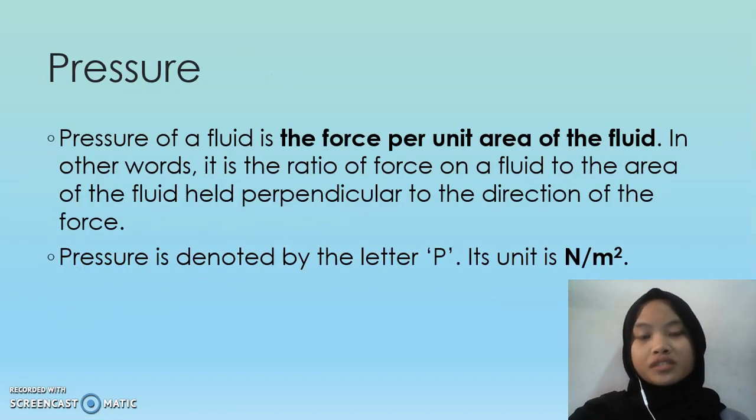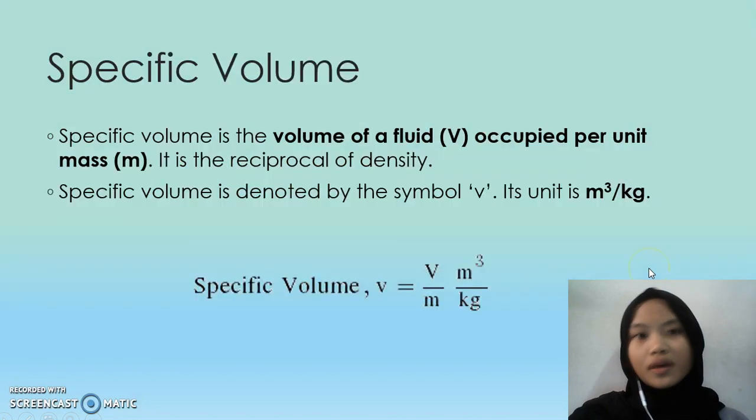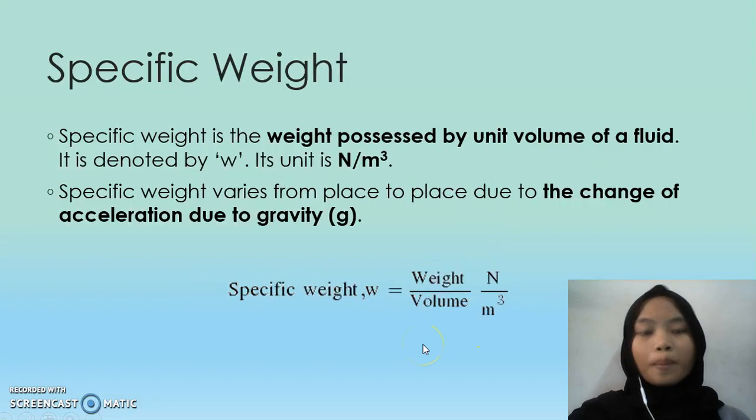Next is pressure. Pressure is the force per unit area of the fluid. Force is Newton and area is meter square, so the unit is Newton per meter square. Next is specific volume. Specific volume is the volume of fluid occupied per unit mass. Volume is meter cube and mass is kg, so the unit is meter cube per kg.